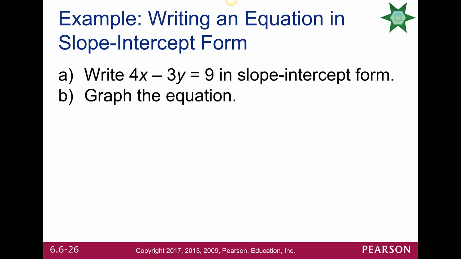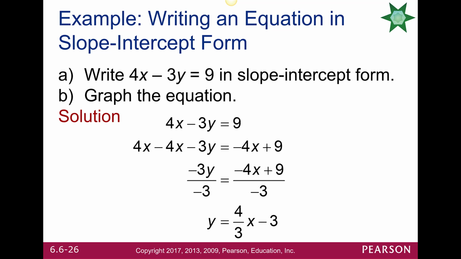So 2 parts for this one. We have an equation 4x minus 3y equals 9. And we want to write that in slope-intercept form, and then we want to graph the equation. So to write this in slope-intercept form, we need to rearrange the equation so that y is on one side and the rest of the equation is on the other side.